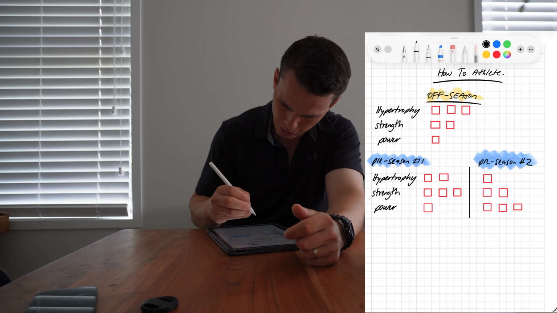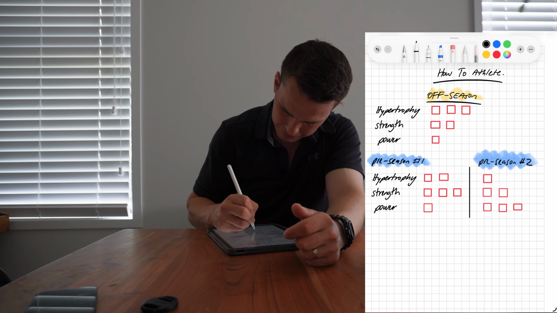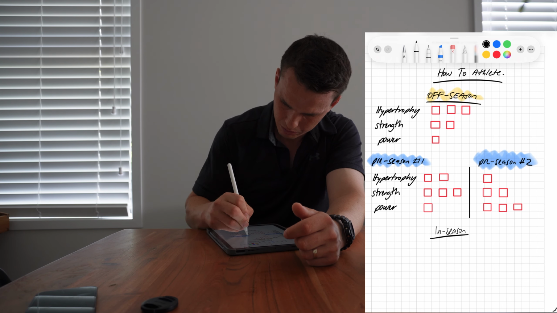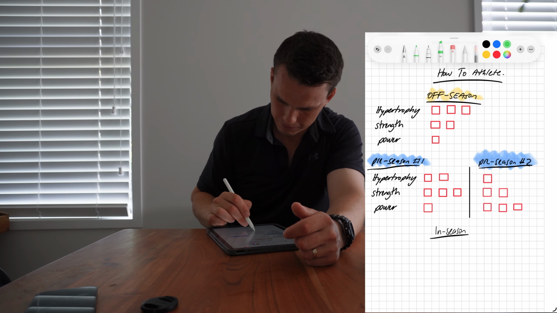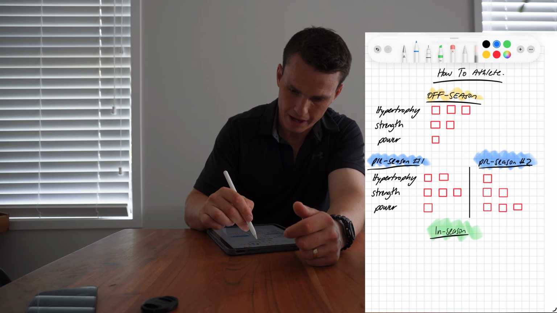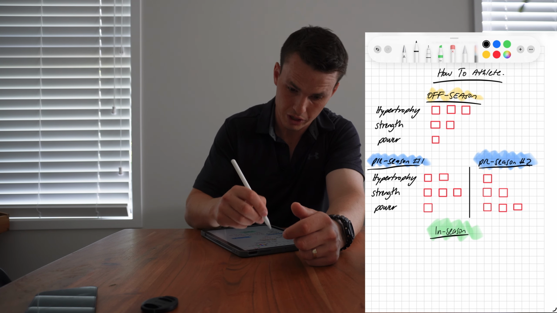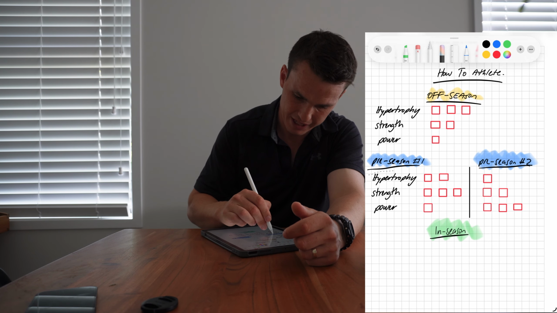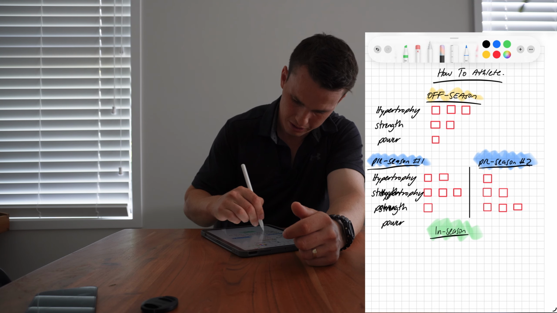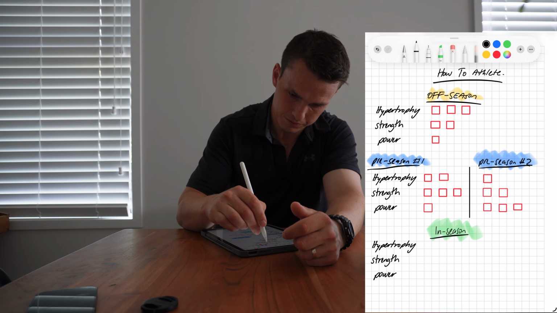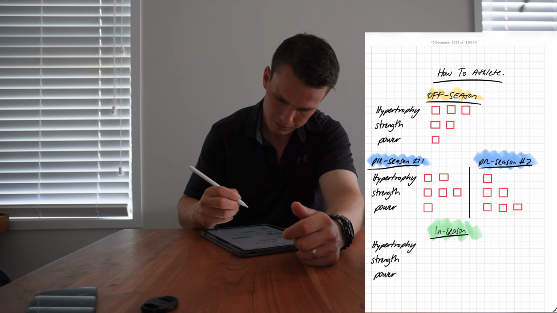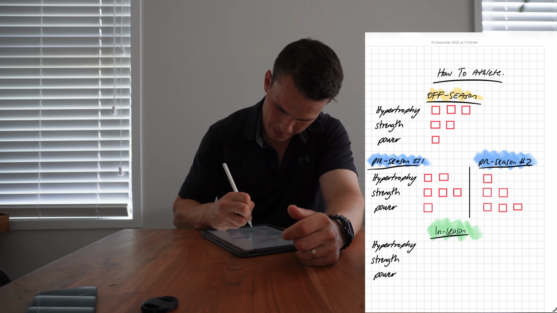Sweet. So really quick, getting into now the in-season. Nice underline, perfect. And we're going to go green because we go in-season. Here we're really looking just to maintain a lot of what we've done. So let's jot this down over here. Okay, so in-season, hypertrophy goes to 1 square. Again, we're just looking to maintain.